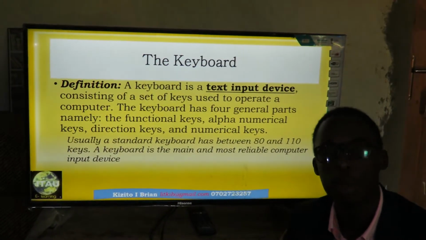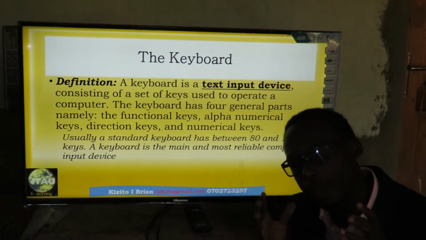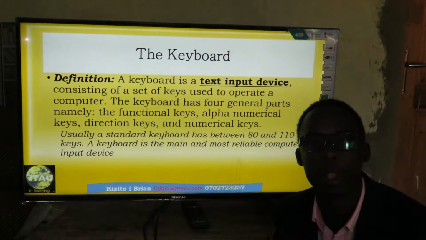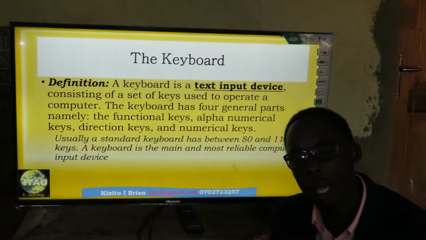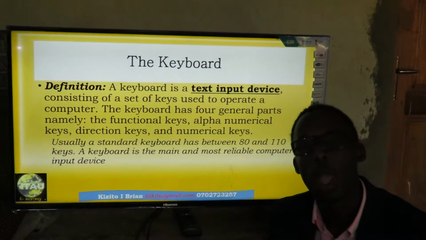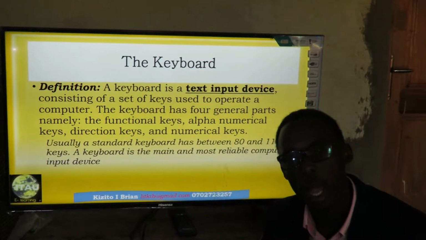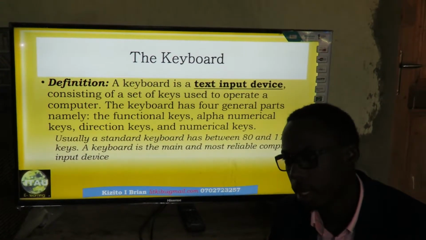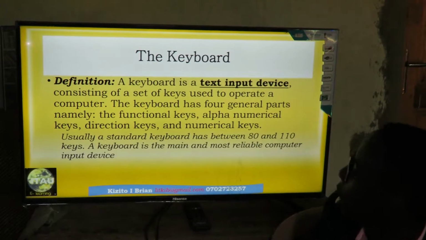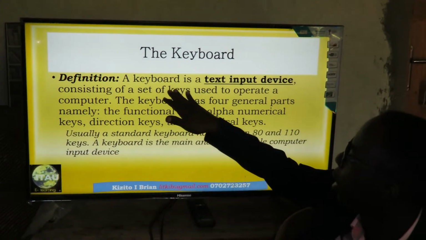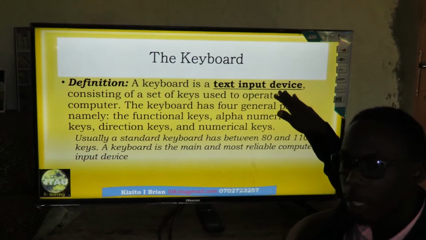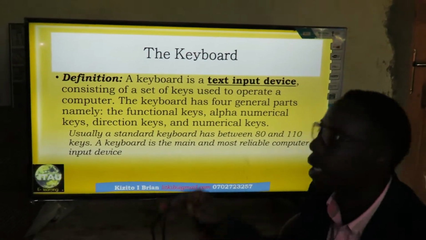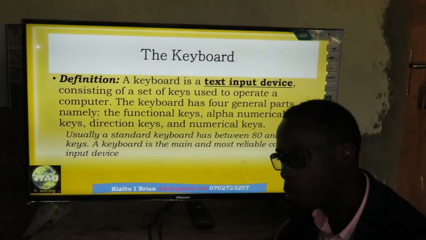First of all, we shall look at the keyboard. Basically, when we are defining computer hardware or hardware devices, we shall first of all define them by what they do, two, how they do what they do, and basically, what type of data they deal with. We are looking at a keyboard, and in defining a keyboard, we are saying a keyboard is a text input device. This is what they do. They input what type of data? Text data, into the computer.